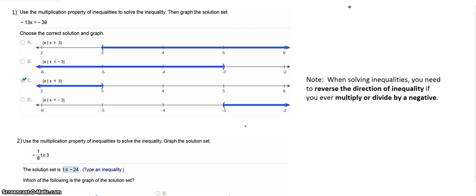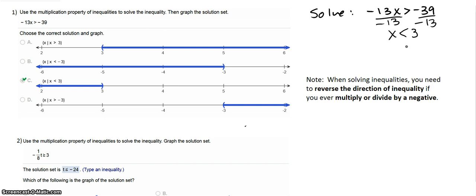Let's do the work here on the right. To solve an inequality is the same rules as solving an equation. You want to get the x alone, so I'm going to divide both sides by negative 13. So the left side would be an x. What's different about inequality is this greater than sign. If you ever divide or multiply by a negative, you need to flip this. So the answer is x is less than 3.